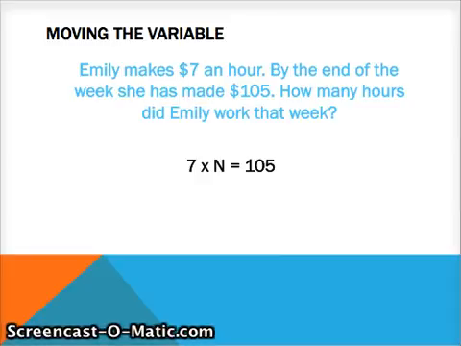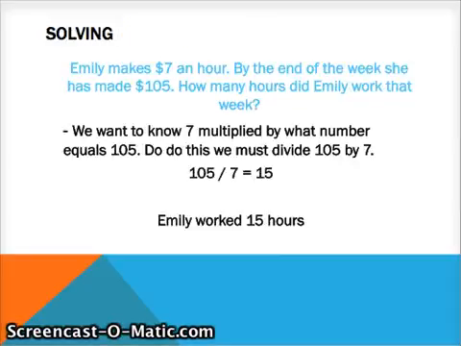The way we would set this up is 7 times n, or your variable of choice, equals 105. We want to know 7 multiplied by what number equals 105. To do this, you must also use division. You would set the problem up as 105 divided by 7 equals your answer. When you do 105 divided by 7, you should get 15. The answer to your problem is Emily worked 15 hours.